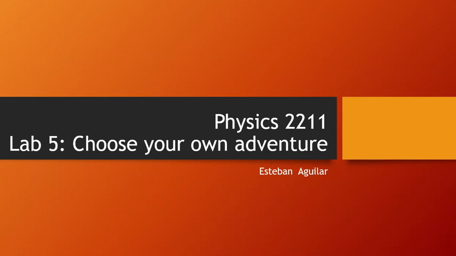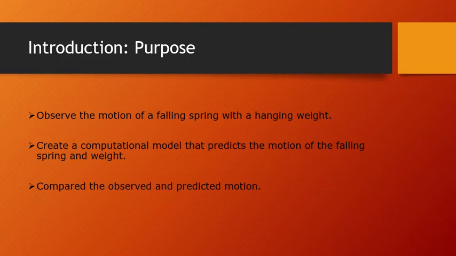Hello, this is my Physics 2211 Lab 5 Choose Your Own Adventure. The purpose of this lab is to observe the motion of a falling spring with a hanging weight. Then I will create a computational model that predicts the motion of the falling spring and weight. Finally, I will compare the observed and predicted motion.